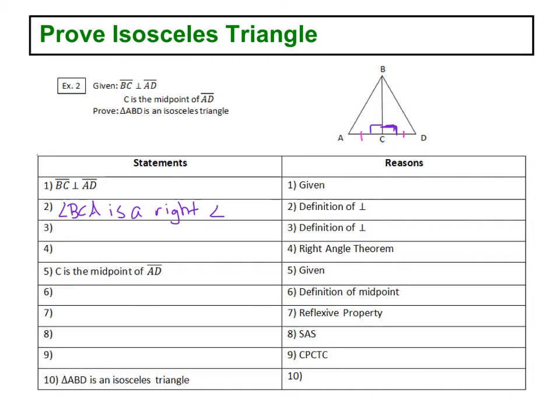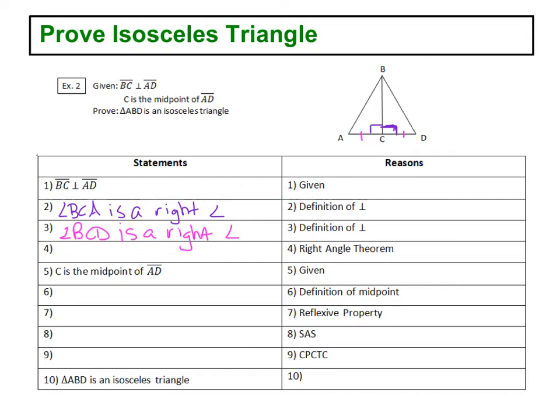Let's go ahead and say that the other angle, angle BCD, is also a right angle. So this covers the two right angles that we have. And again, that is definition of perpendicular. Well, if you have two angles that we're stating are right angles, we can go ahead and say that they are congruent to each other because of our right angle theorem.